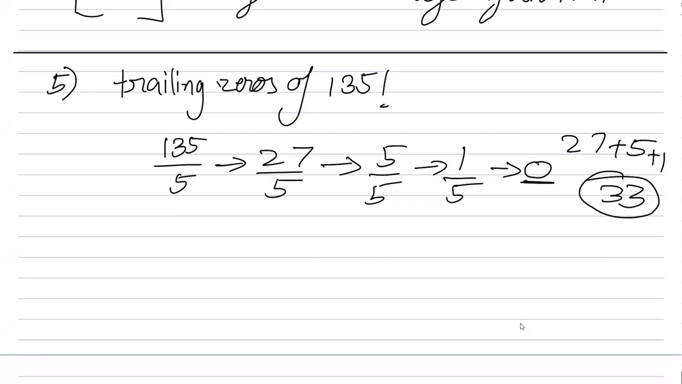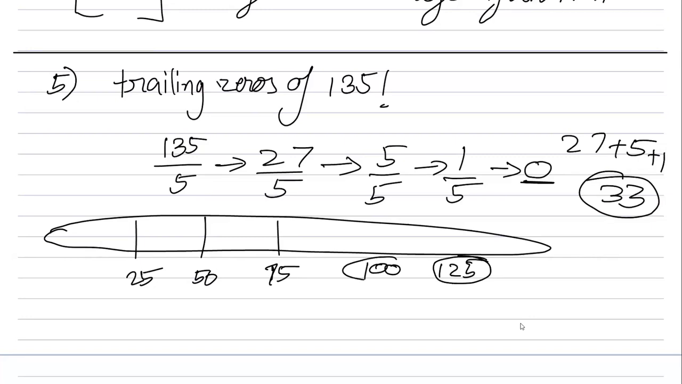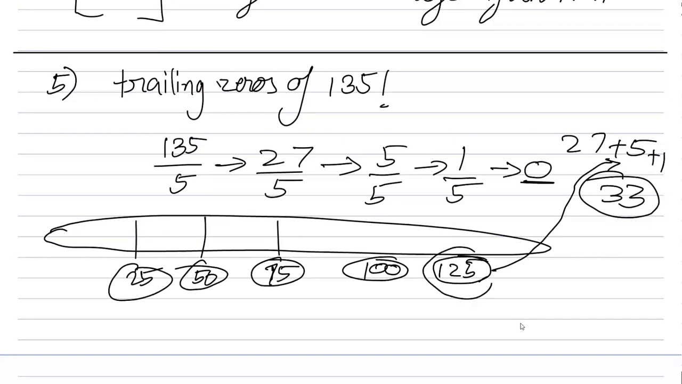Because just see, you have this long list of numbers that are divisible by 5. Every fifth number: 25, 50, 75, 100, 125. So these are the multiples of 5 that are coming. And then 125 has three 5s, so it has a double circle around it. So this is that extra 1 that is coming.